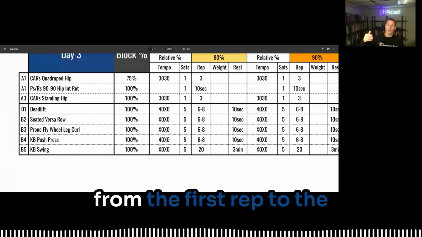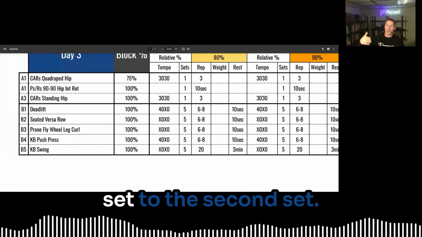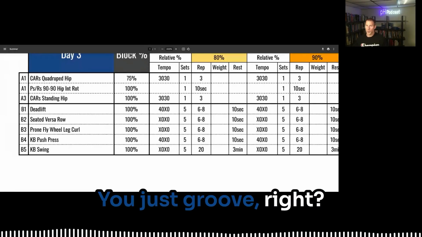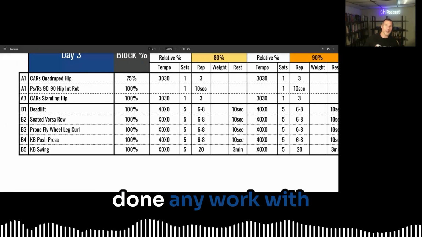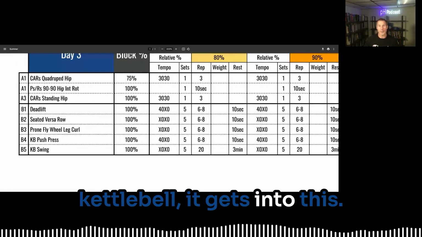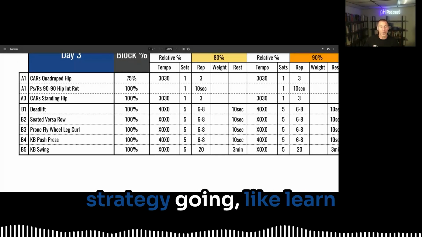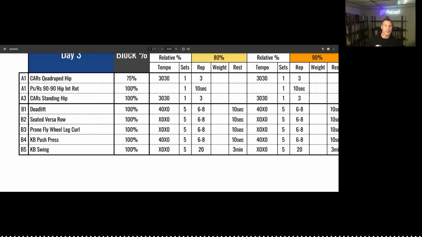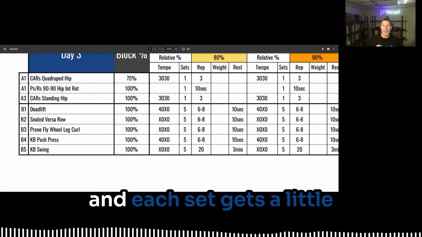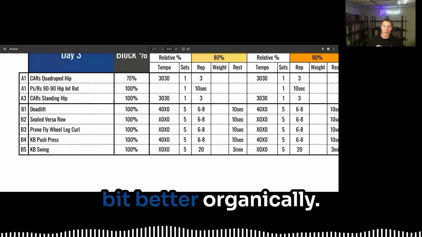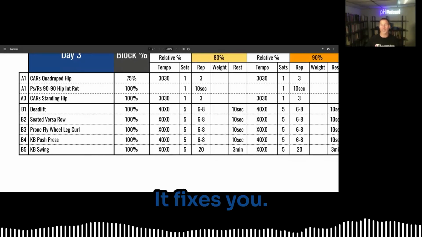It takes this transition from the first rep to the second rep, from the first set to the second set. You just groove, right? And anyone that's ever done any work with kettlebells gets into this: just get a high set strategy going. Learn how to swing by just getting a bunch of sets, and each set gets a little bit better. Organically, it's very self-corrective. It fixes you.